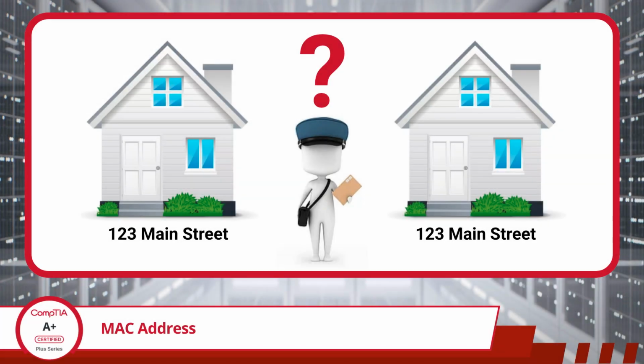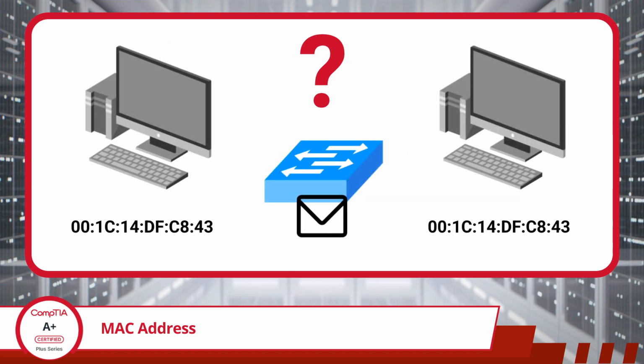This uniqueness is essential for network communication. Imagine trying to deliver mail in a neighborhood where two houses have the exact same address. The mail carrier would have no idea where the letter belongs. The same problem would occur on a network if two devices shared the same MAC address. Network devices would not know which interface should receive the data.